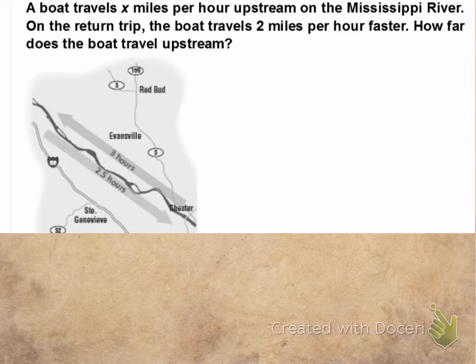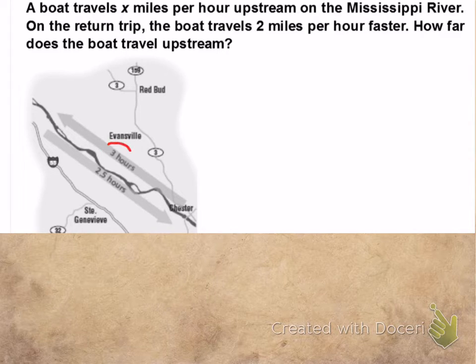Let's look at this word problem. A boat travels x miles per hour upstream on the Mississippi River. On the return trip, the boat travels 2 miles per hour faster. How far does the boat travel upstream? Okay, so we need to set up an equation in order to solve this.